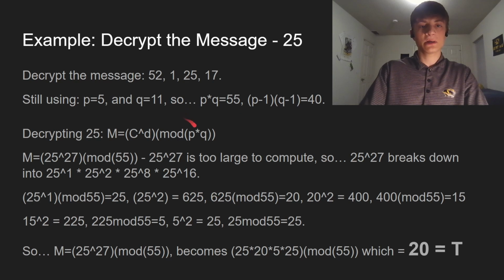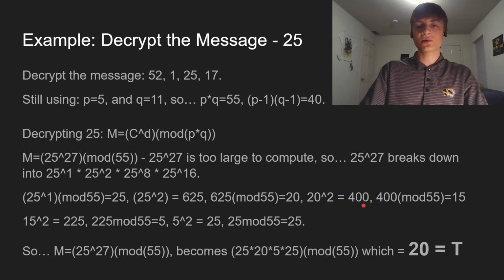The next one continues similar to that of the 52. We have 25 to the 27th power, which is too large to compute. So we need to break it down into the binary powers again. We take that to the first power, which is 25. 25 mod 55 just stays 25. Then we do squared, which becomes 625. 625 mod 55 becomes 20.